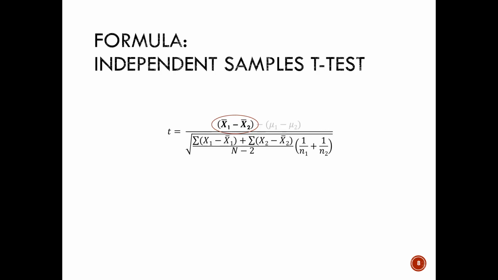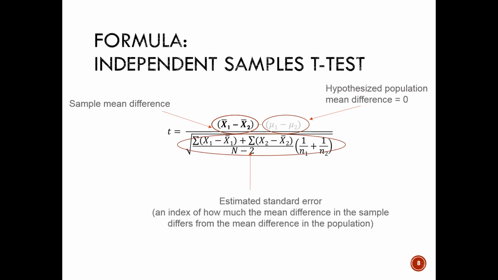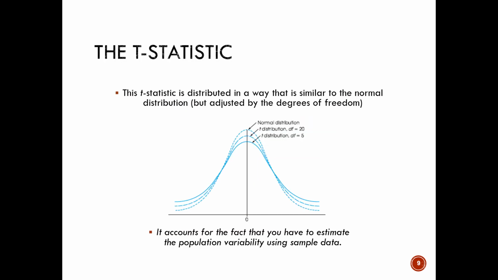So if you break this down, then you get the sample mean difference here, the hypothesized population mean difference is 0, and then the estimated standard error in the denominator, which is an index of how much the mean difference in the sample differs from the mean difference in the population, and so really how much error you have in estimation. So that's how you get the t-statistic.